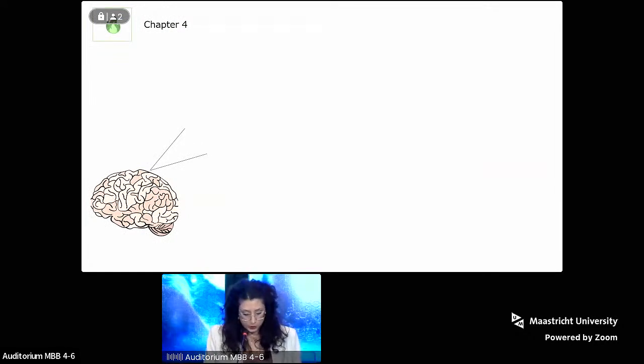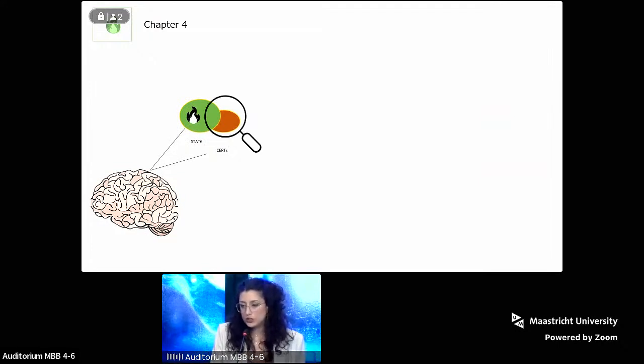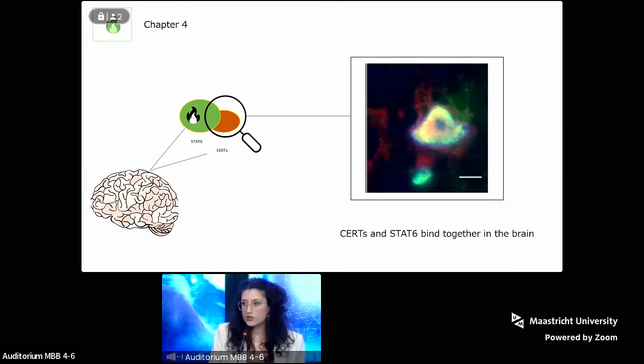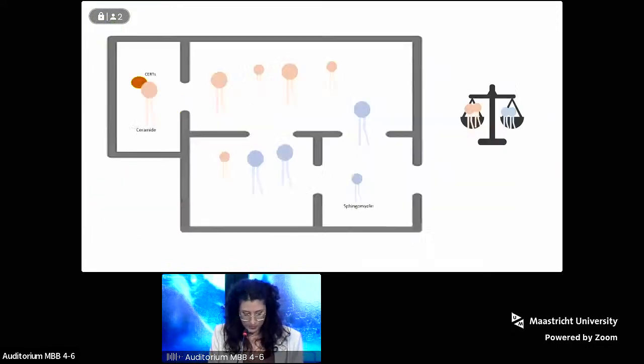In Chapter 4, we wanted to investigate whether CERT was involved in inflammatory processes. So we demonstrated that CERT was binding to a protein called STAT6, a protein that is well known to be involved in inflammatory processes. As you can see here from the picture, we stain a brain cell, where the nucleus is always in blue, and we stain STAT6 in green and CERT in red. So the yellow means that CERT and STAT6 bind together and colocalize in the cell.